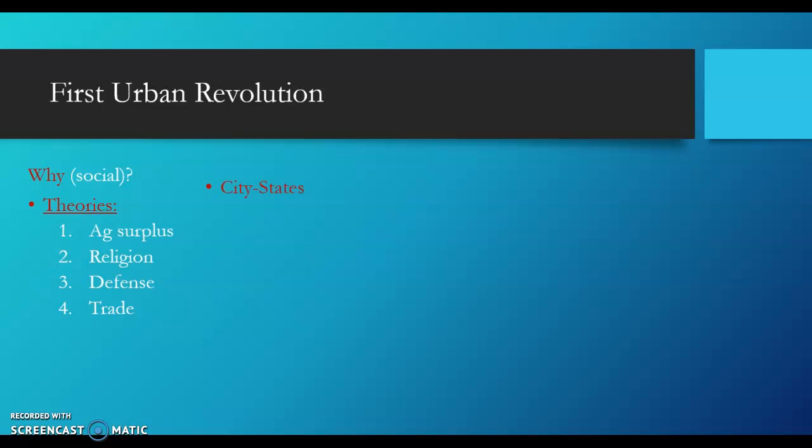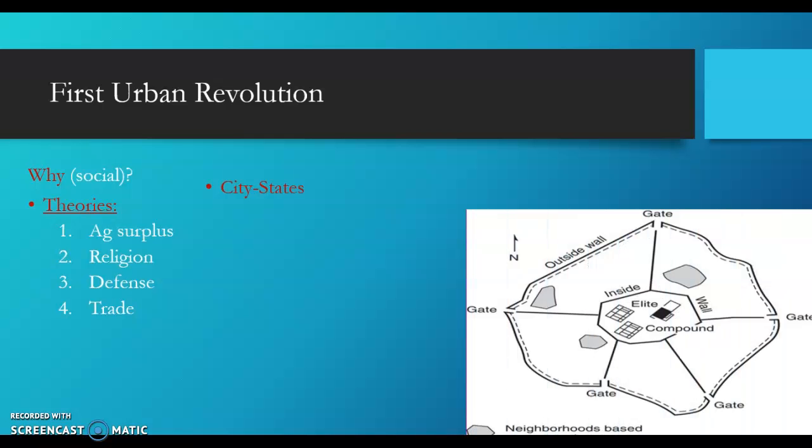Our early cities in the first urban revolution were known as city-states, meaning they were small, confined, self-governed spaces, usually of a few thousand people. The image on your right shows the spatial makeup of these early city-states.